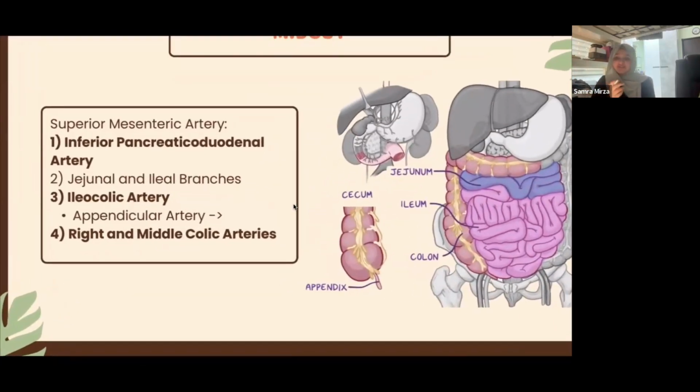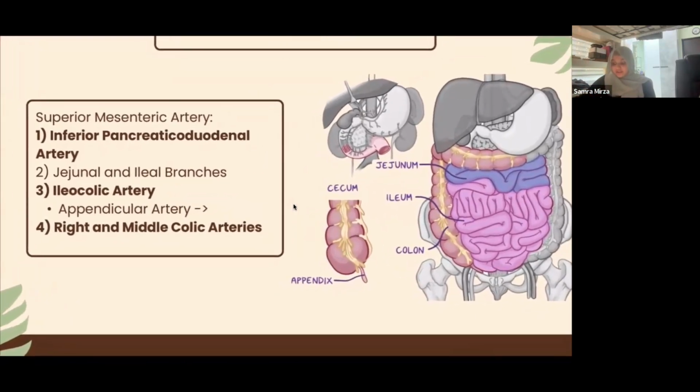Now we're going to move on to the midgut. The midgut is supplied by the superior mesenteric artery. So this is everything from the remaining part of the duodenum, to the jejunum, to the ileum, to the colon, and from the colon we mean specifically the ascending colon and the proximal 2/3 of the transverse colon. So all the way till here, the majority of the transverse colon, except the left part over here, which is going to be supplied by the IMA.